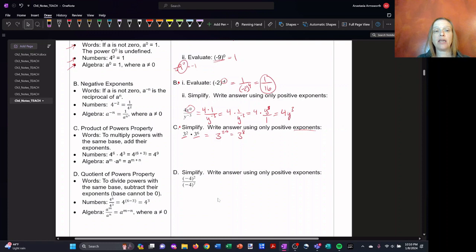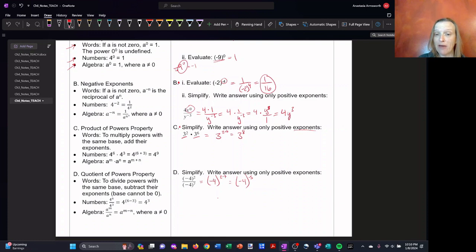Similarly, for part D, when we do the quotient of powers, again, we want our answer to be left in exponent or power form. So let's look at what we do with quotients. When we divide powers with the same base, we subtract those exponents. So if we have negative 4 squared divided by negative 4 to the 7th power, that's the same as negative 4 to the 2 minus 7 power. And of course, 2 minus 7 is negative 5.